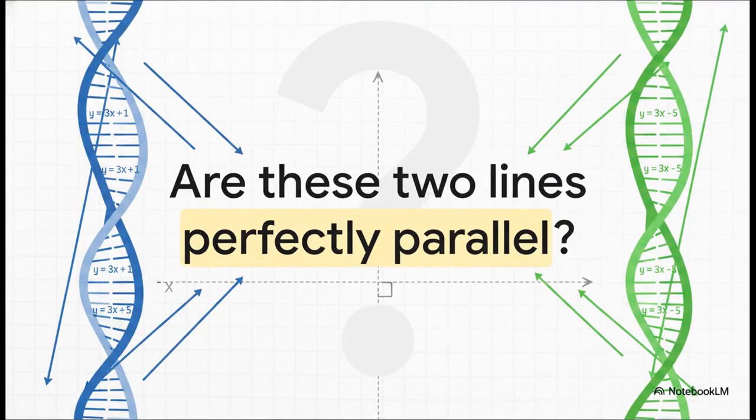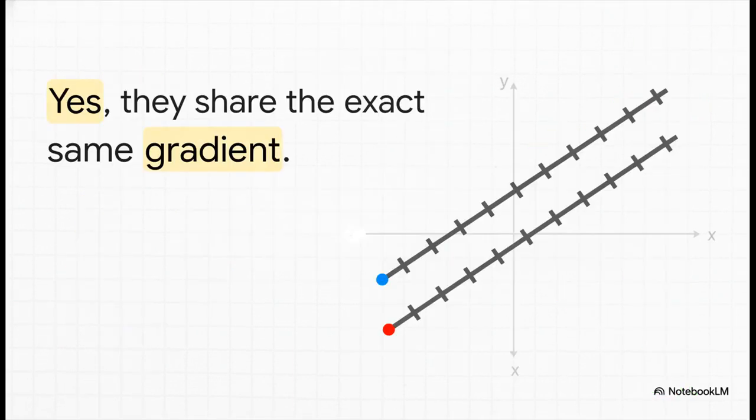Now for the final advanced level question. Are the lines y equals 3x plus 1 and y equals 3x minus 5 parallel? Take a good look at the DNA of those equations. The answer is a resounding yes. They both have a gradient of 3, meaning these train tracks will perfectly follow each other forever and never intersect. They start at different y-intercepts, sure, but their steepness is absolutely identical.